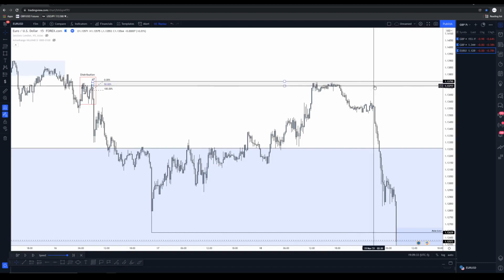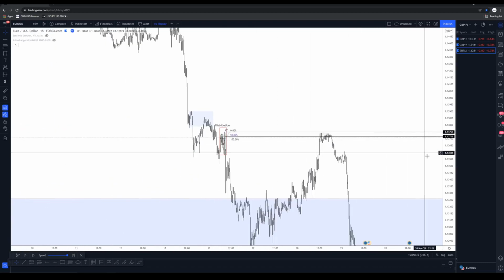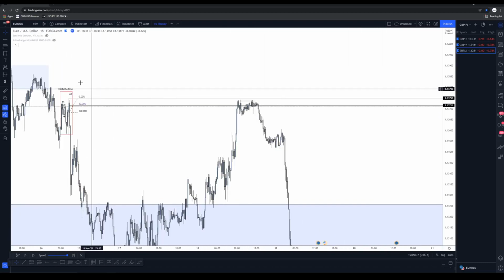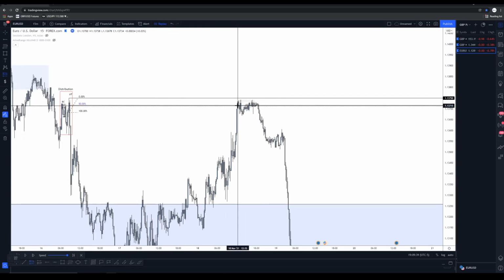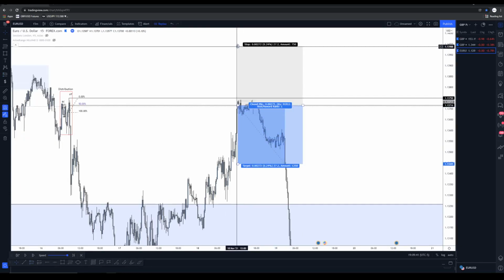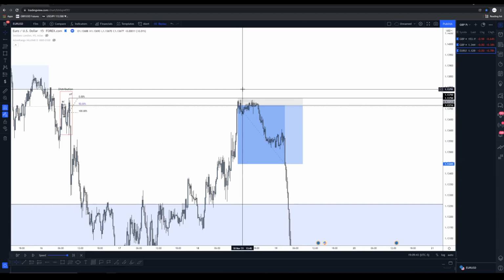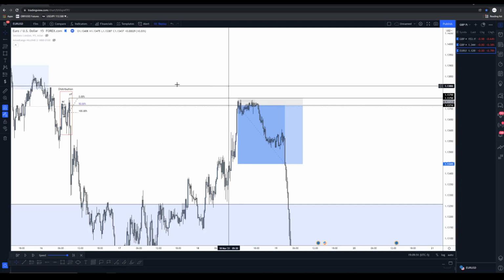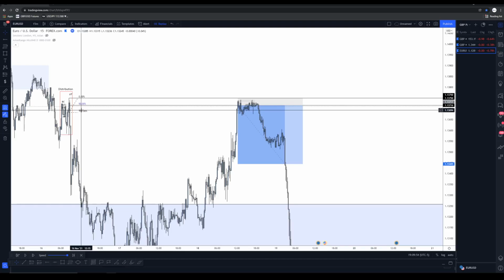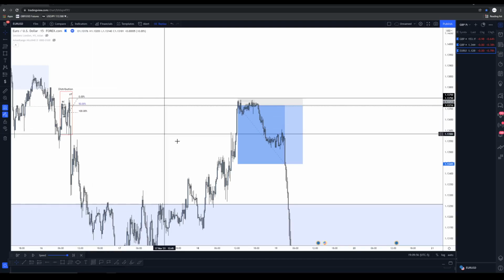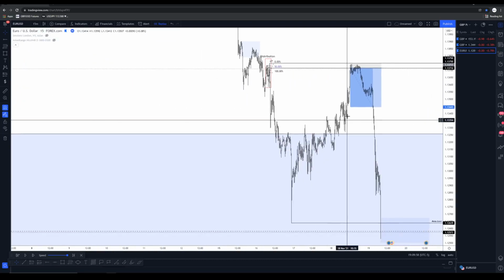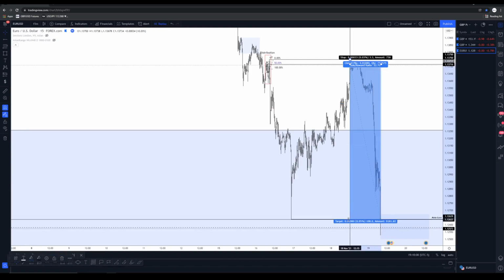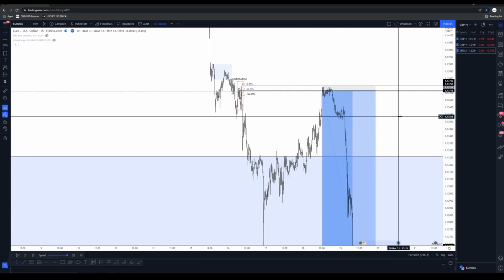But that's basically the theory of mitigations, and it's really simple. Remember the rules. These are the rules you need to stick to. Number 1, the move down needs to be strong. Number 2, there needs to be imbalance. Number 3, it has to break structure. And number 4, don't just set a limit at the mitigation. Set the limit at the second mitigation. That way, you're actually waiting for confirmation, and you're going to be getting in at the perfect time. And look at this. This was a clean 32 to 1.